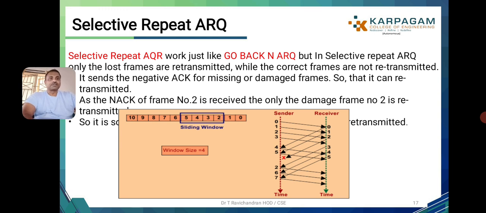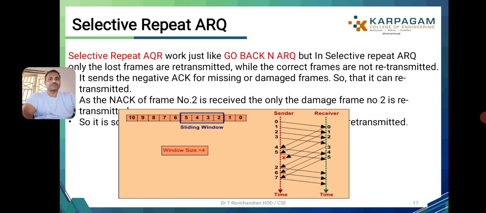Next, the second frame acknowledgement is not reached. The sender waits for a particular time. So the sender selects the particular frame whose acknowledgement has not reached. Automatically the sender selects frame number 2, and frame number 2 is retransmitted.